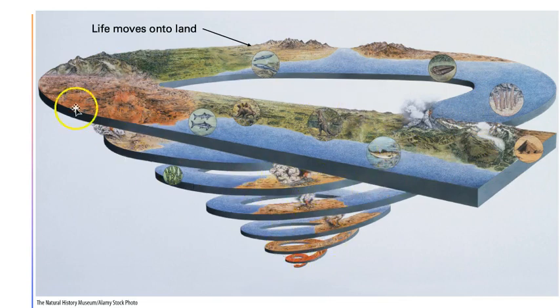I have added just a little notation here. Life moves on to land. So we have all this time from the beginning, coming all the way up to here, 90% of Earth's history when nothing existed on land, just rock. No plants, no animals, nothing moving around. And just in the last 10% of Earth's history have we had anything on land at all.